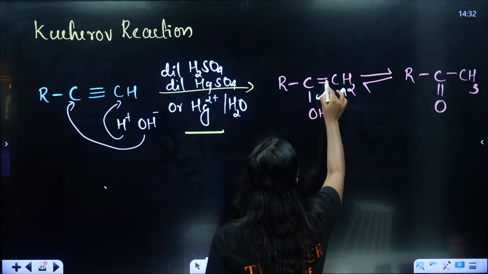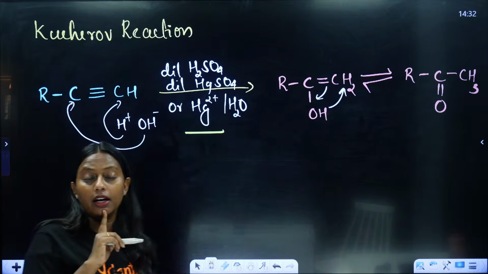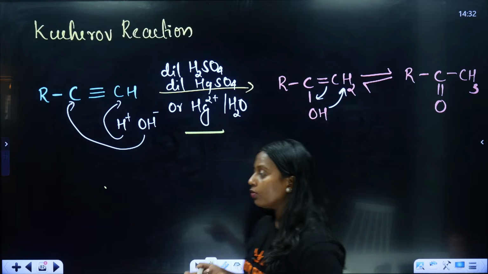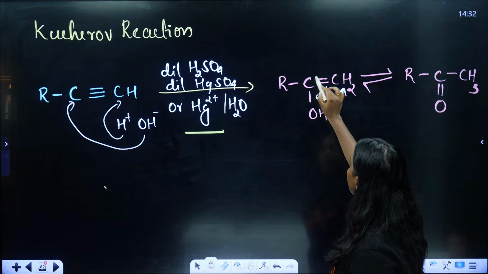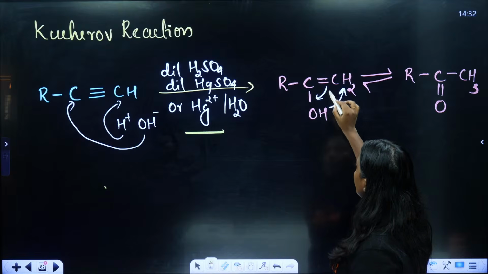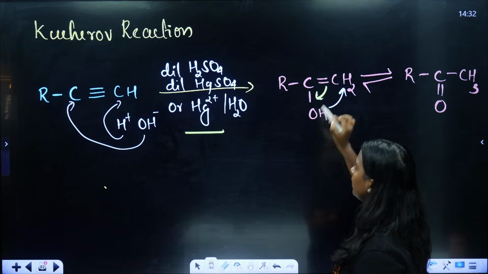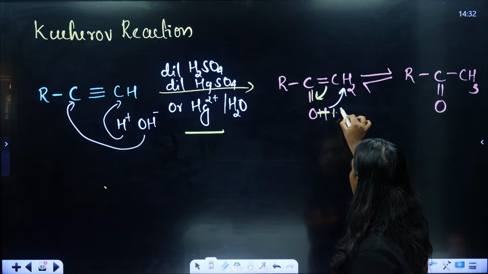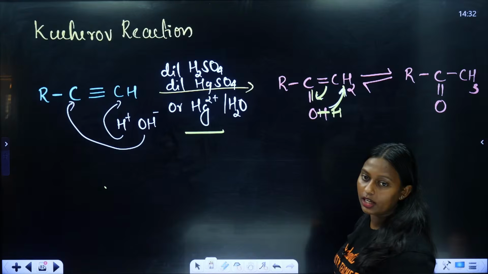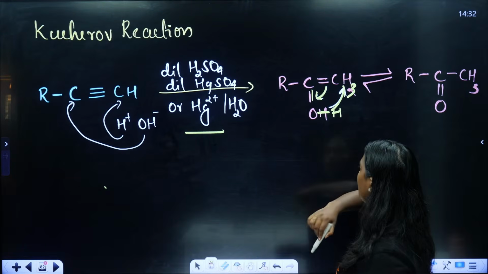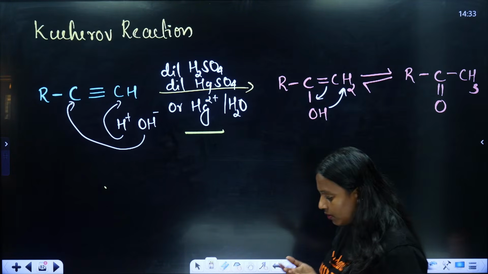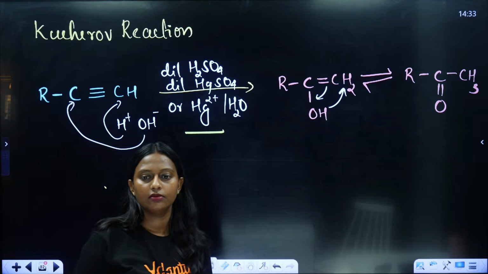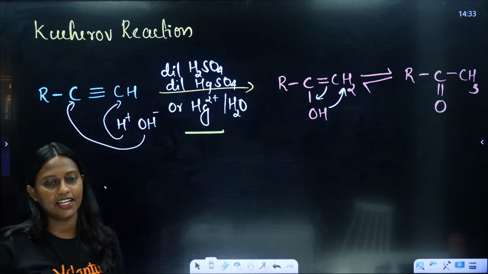And here what is happening? Simple, you know, tautomerism. Tautomerism will happen here. So what is the double bond here? From the double bond this bond will break and come here, so it becomes a double bond, and here there is an OH bond. So this hydrogen will go this side, and it becomes CH3. So tautomerism. Yes, correct.